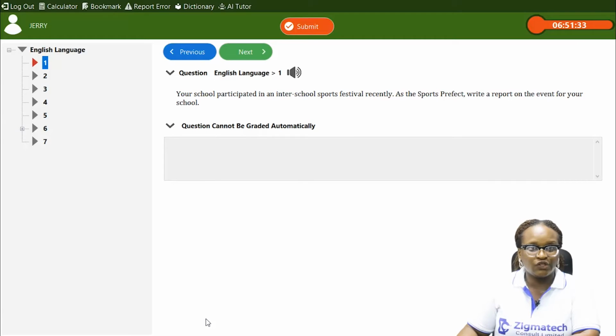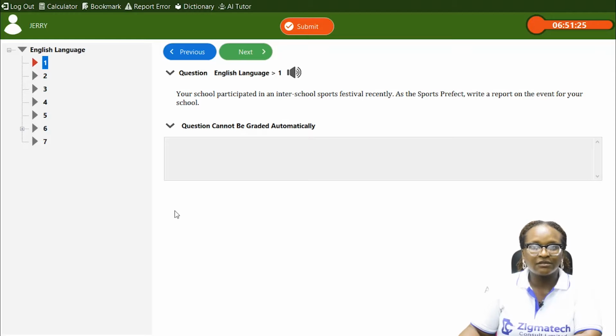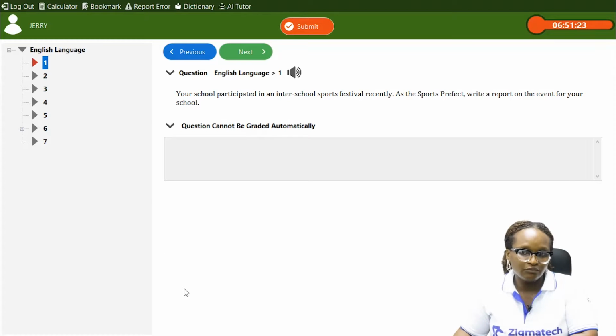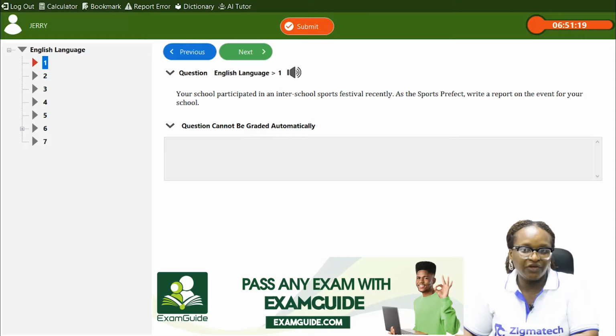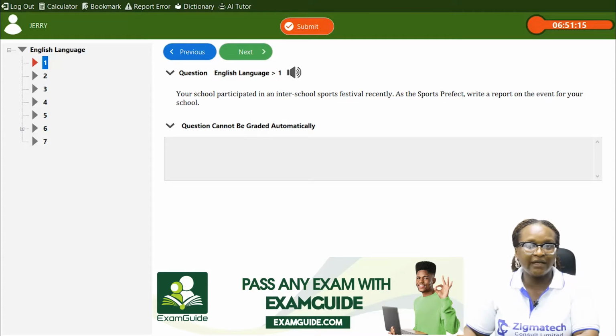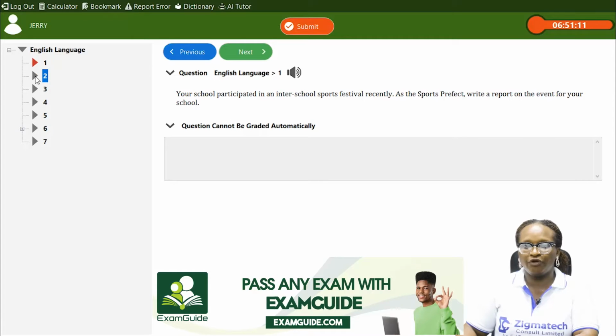You're not going to endorse your signature, but you're going to write: written by the sports prefect, your name and your class. All right, written by, your name is Jerry Jones, sports prefect, year 12, Ego, or year 9, Ego, depending on your class. So that's for report writing.